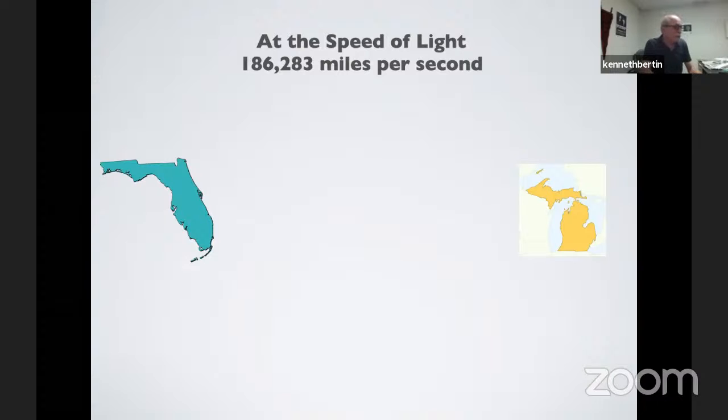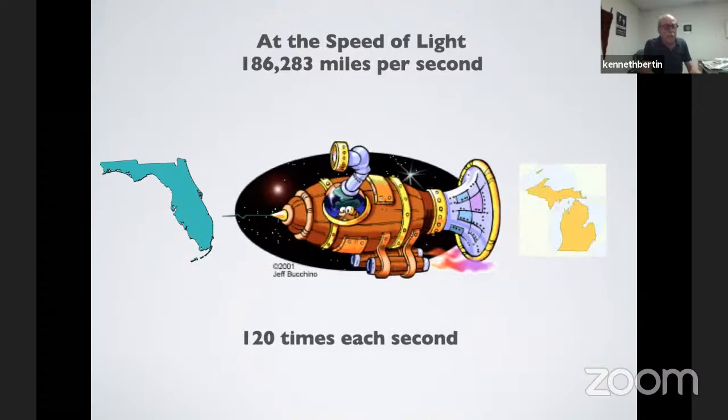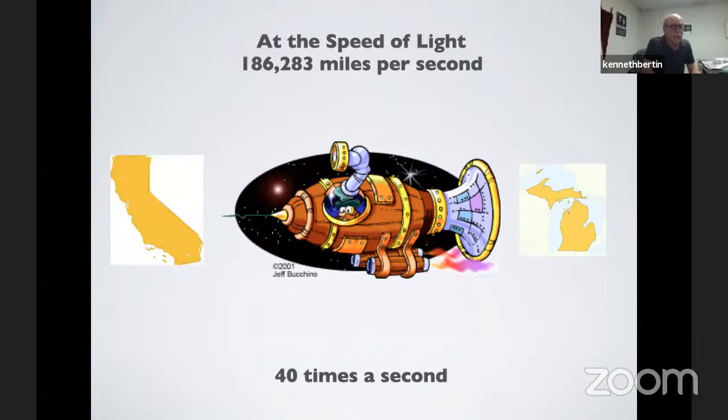We'll travel as fast as we can, and we'll go to Florida. And how long is it going to take us to get to Florida? Well, we're going to get to go back and forth to Florida 120 times each second. And as far as California is concerned, 40 times a second.